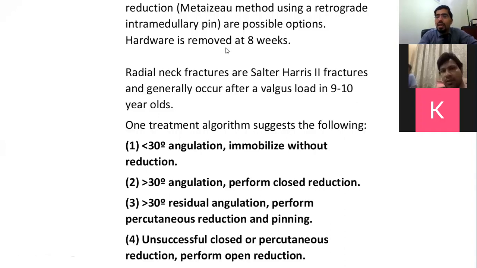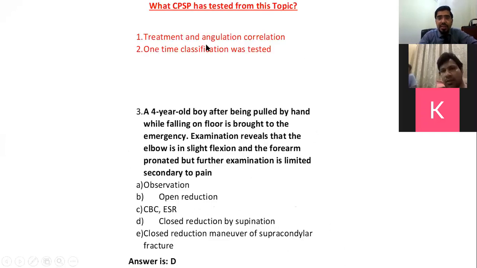This algorithm gives rise to many questions in CPSP, and they like to ask questions about radial neck fractures in pediatrics. Radial neck fractures are Salter-Harris type 2. Wherever in pediatrics you see any fracture with which a Salter-Harris type is mentioned, do memorize it, for example triplane, T-condylar, and other fractures like this. CPSP has tested treatment with reference to angulation of the radial neck, and one time classification was also asked. The radial head classification, also on the basis of angulation, was asked.